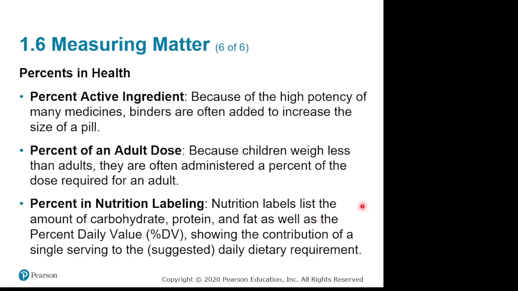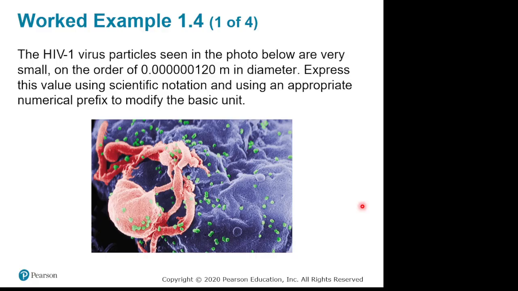The nutritional labels list the amount of carbohydrates, protein, and fat, as well as the percent daily value. That's the percent DV. And it can show the contribution of the single serving to a suggested daily dietary requirement, and we'll leave it off on there. Okay. You can come in next time with this having bothered you the entire time and know the answer.